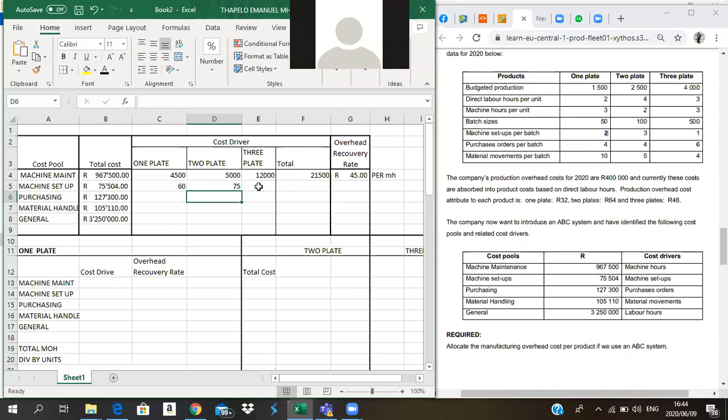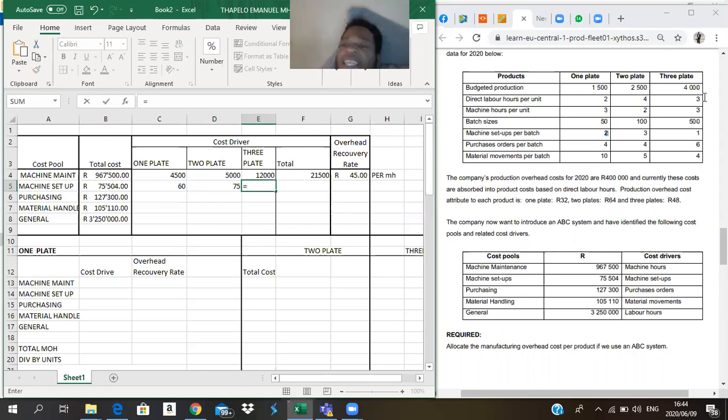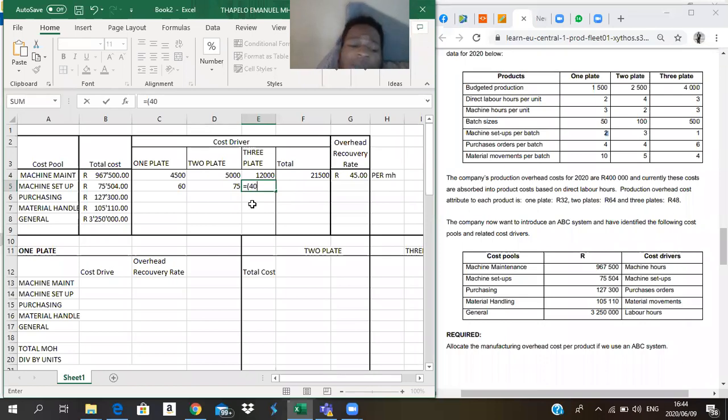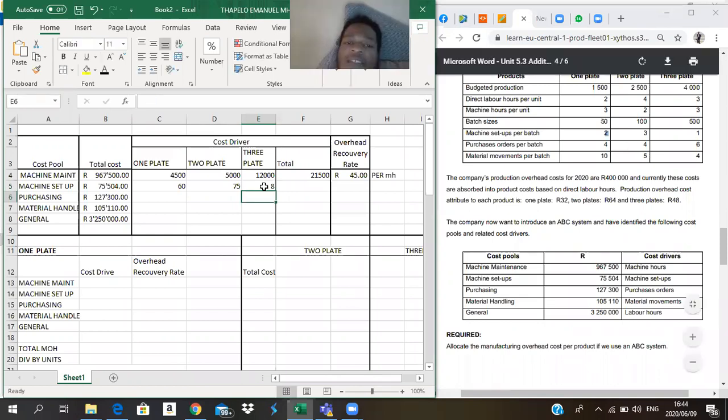Then I do the same with three plates. I'm going to take the 4,000 units, divide by the batch size of 500, multiply by 1 to get my number of setups. Open bracket, 4,000 divide by 500, close bracket, multiply by 1, which is the number of setups. I said it's 1 there. So we're going to give you 8.